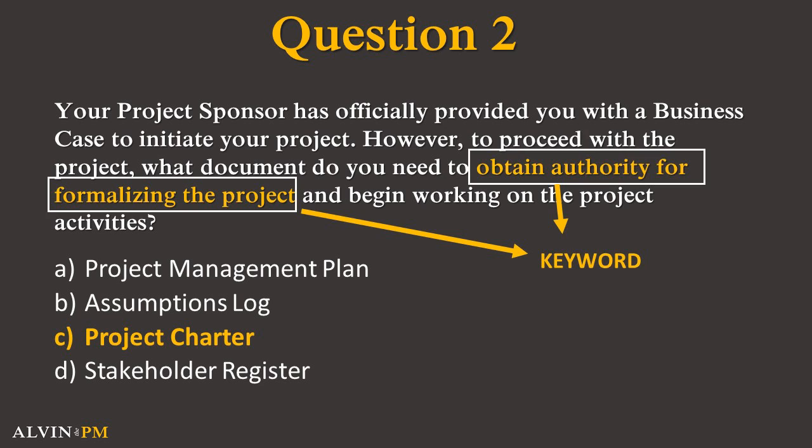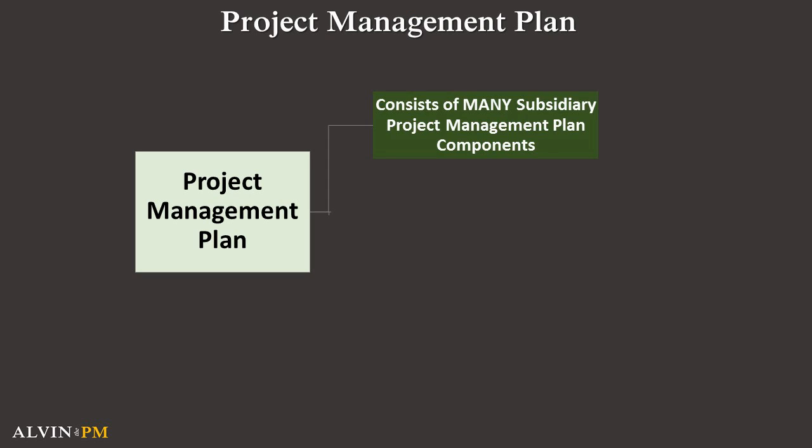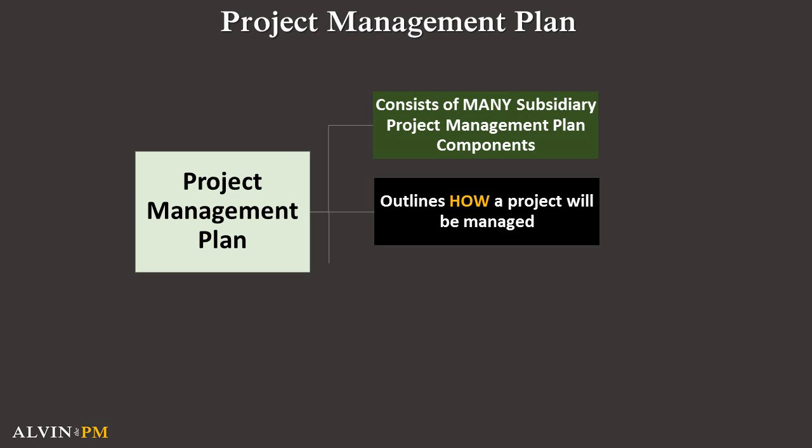The keyword in this question is authority to formalize the project. Let's go through each of these answers and use the process of elimination to select the correct answer. The project management plan is a comprehensive document which consists of many subsidiary management plans and outlines how a project will be managed. However, it does not officially signal the initiation of a project.